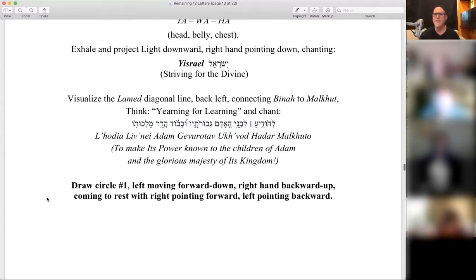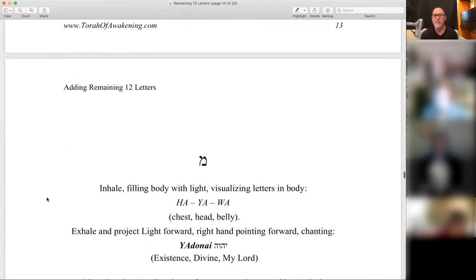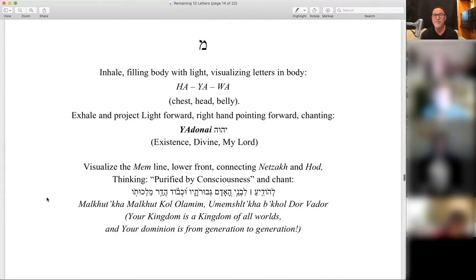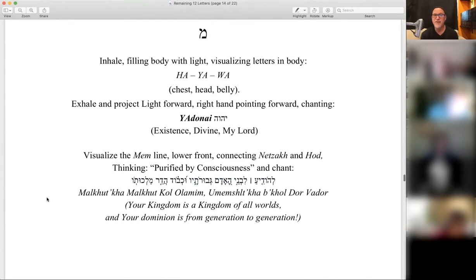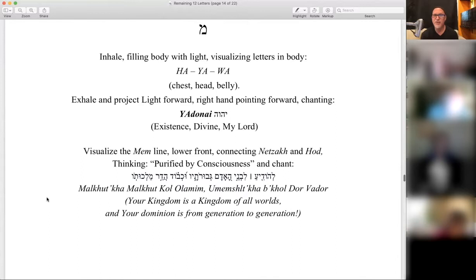And we haven't done yet any of the horizontal lines of the pyramids, like the bases and the tops of the, it's really the bases of the triangles, only some of them are going up and some of them are pointing down. And that's what we're going to do next. First is the letter Mem. Mem is going to connect Netzach and Hod. So it's horizontal in front of you, hip level. Netzach and Hod in front of you. That's the Mem line.